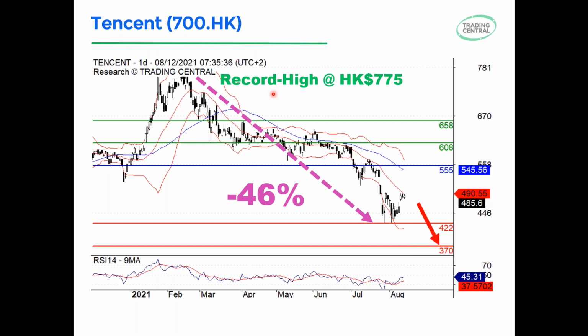Okay, so I remember this Tencent, this Hong Kong stock, was once upon a time, maybe 2017, 2018, named the king of Hong Kong stocks, and every day, every week, every month, there was only one way to go for this stock price. It was up. Okay, now 46% from record high. Okay, so this is the background of the recent market sell-off.